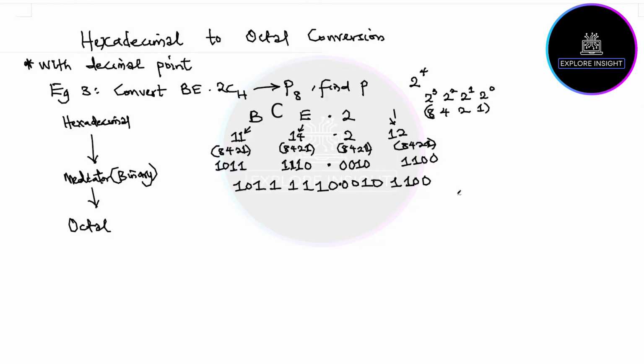Now, first thing in octal is 2 raised to power 3. And that simply means we are going to use 2 raised to power 2, 2 raised to power 1, 2 raised to power 0. 2 raised to power 2 is 4, 2 raised to power 1 is 2, and 2 raised to power 0 is 1. So we have a total of 7 because the digits that can be found in octal are from 0 to 7.